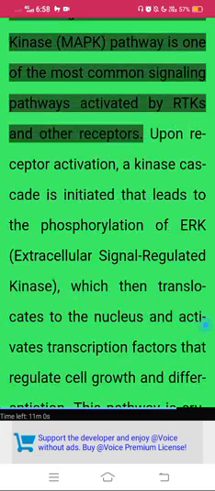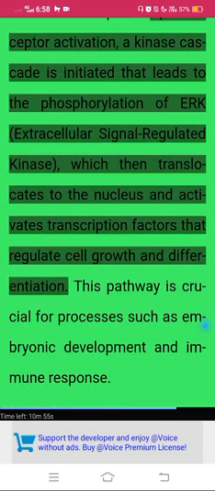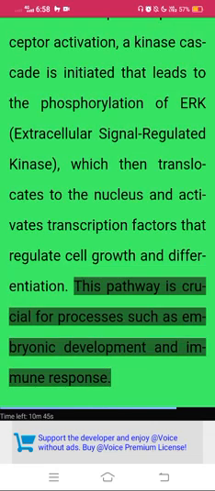C. MAPK-ERK pathway. The mitogen-activated protein kinase (MAPK) pathway is one of the most common signaling pathways activated by RTKs and other receptors. Upon receptor activation, a kinase cascade is initiated that leads to the phosphorylation of ERK, extracellular signal-regulated kinase, which then translocates to the nucleus and activates transcription factors that regulate cell growth and differentiation. This pathway is crucial for processes such as embryonic development and immune response.